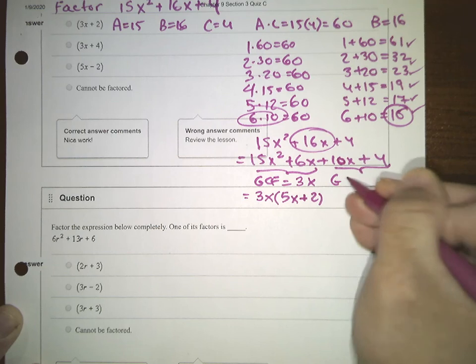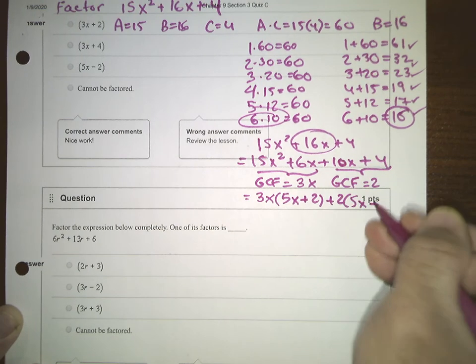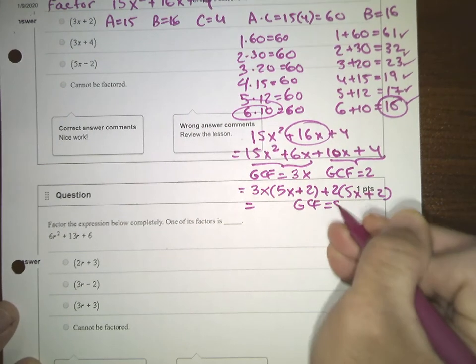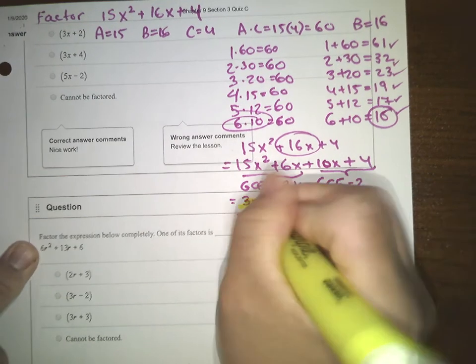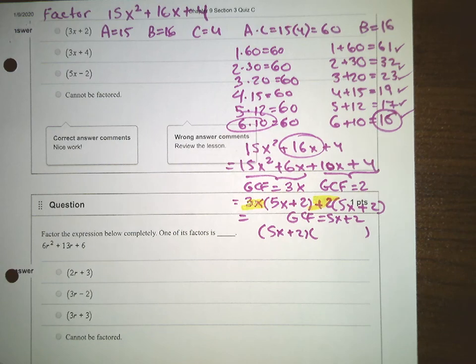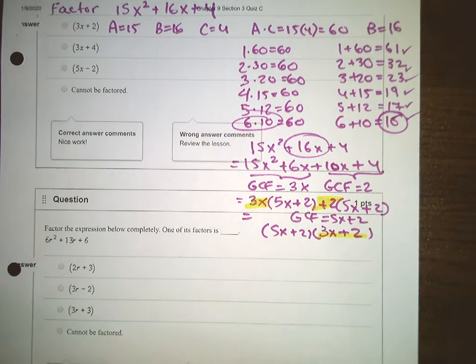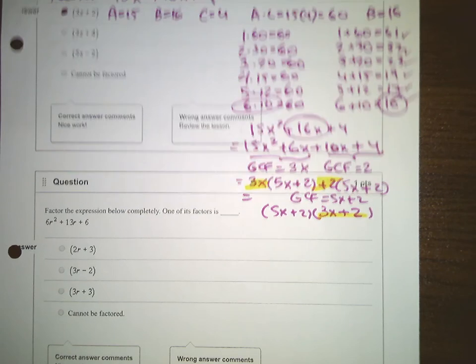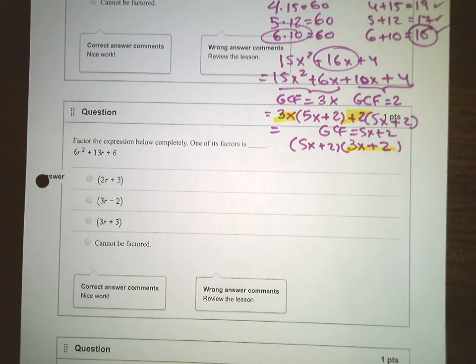Then the GCF for the second two terms would be 2. So plus 2 times 5x plus 2. And then I factor out the GCF of 5x plus 2, and I'm left with 5x plus 2 times 3x plus 2. So I see that one of the factors is indeed 3x plus 2. All right. So hopefully you're enjoying this. So let's do another wonderful example here.